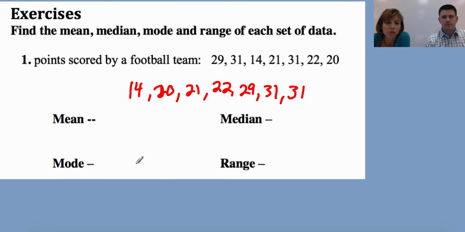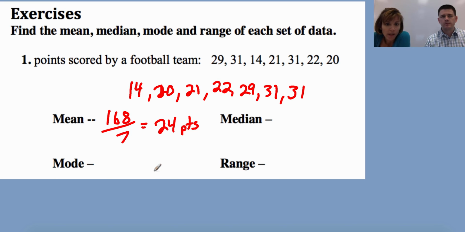So 14 plus 20 plus 21 plus 22 plus 29 plus 31 plus 31 is equal to 168. And you're going to write down 168 divided by the 7 data points, which gives you an average mean of 24 points per game.